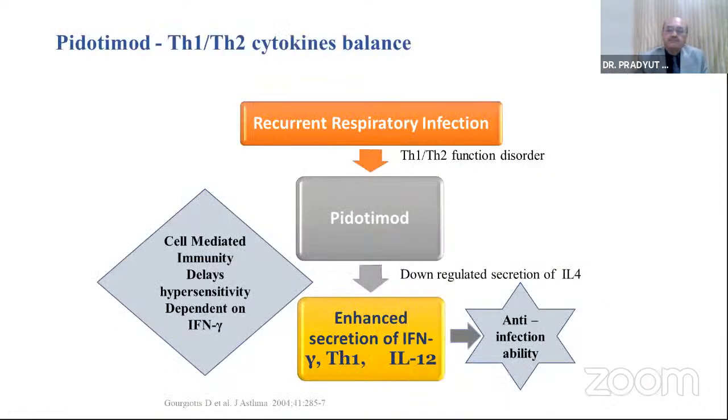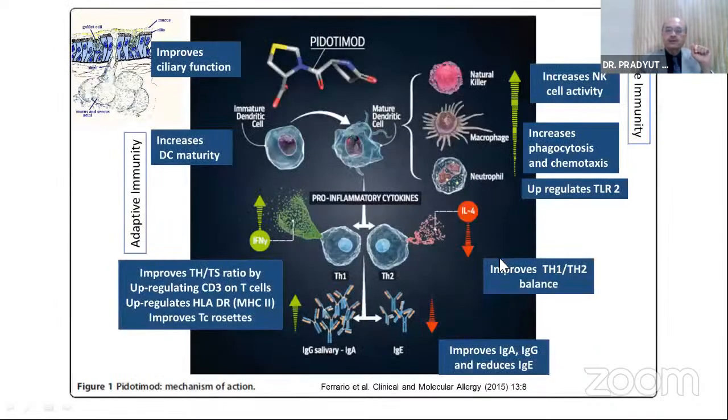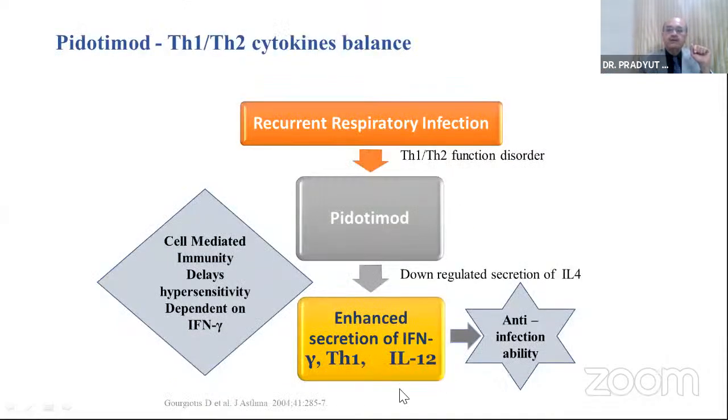In respiratory infections, any infection, what happens? It is because there is a predominant imbalance of the Th1, Th2 function. So this drug downregulates the production of interleukin 4, as we have seen here, and therefore it favors the production of Th1, interferon gamma, and IL-12. Therefore, its anti-infection ability increases.